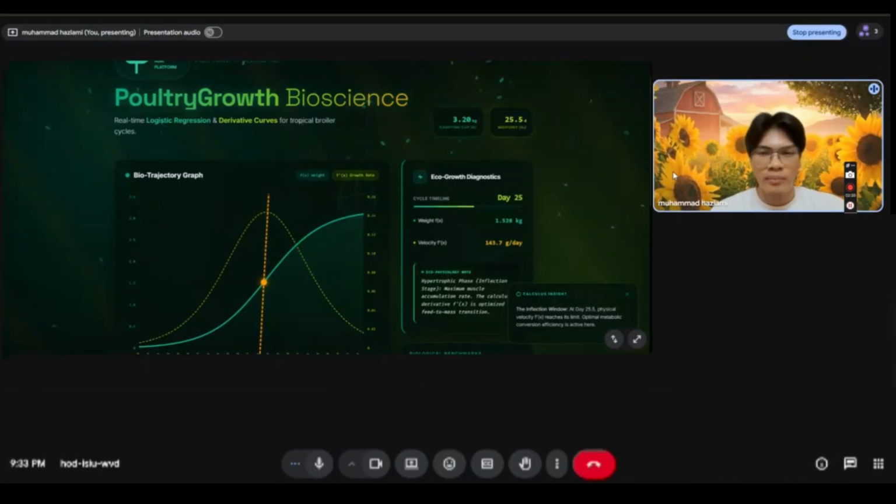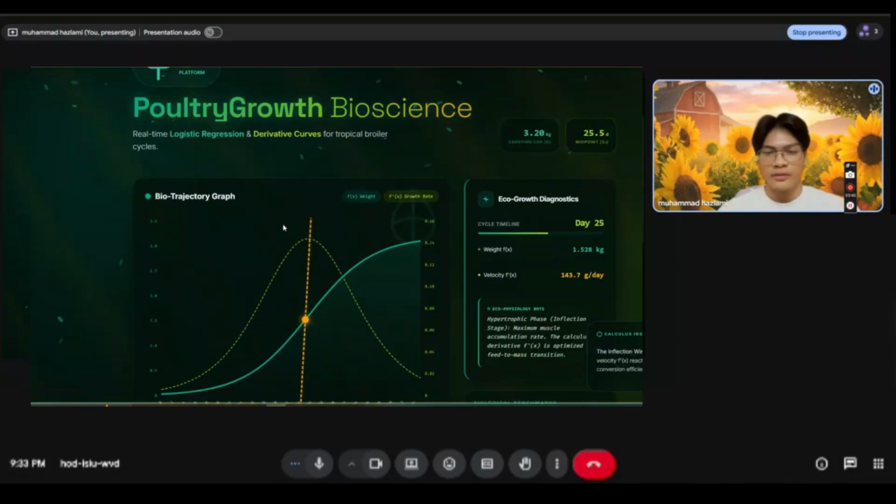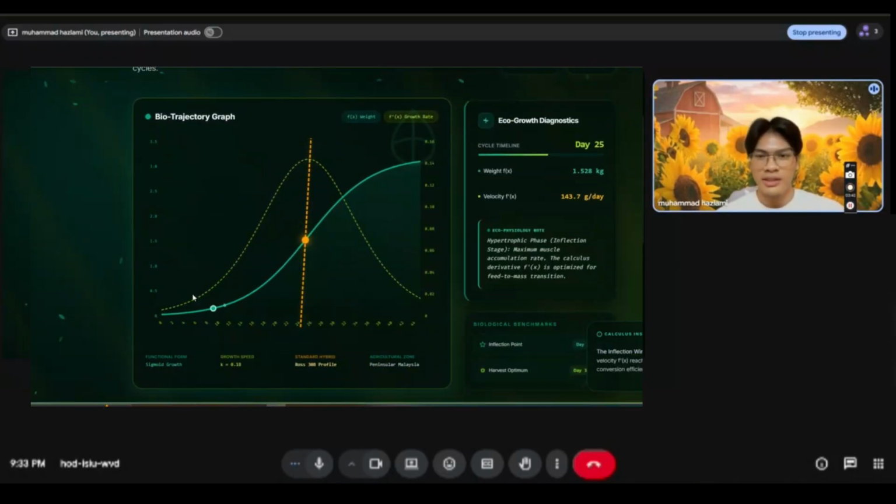This is very important in Malaysia's poultry industry because feed cost is one of the largest production expenses. By applying calculus in animal husbandry, farmers can make more scientific and data-driven decisions. So now I will demonstrate the interactive graph.